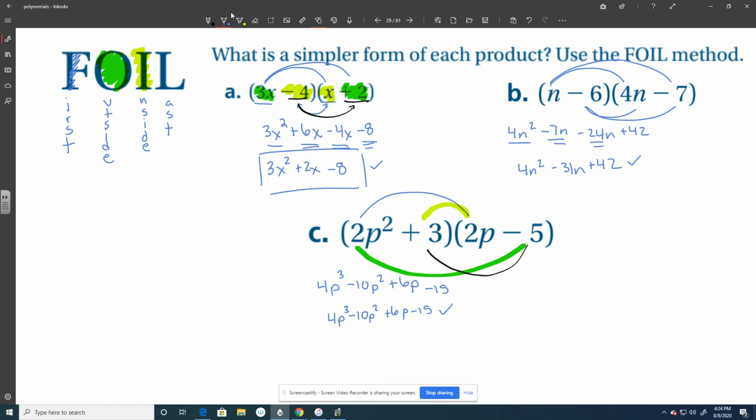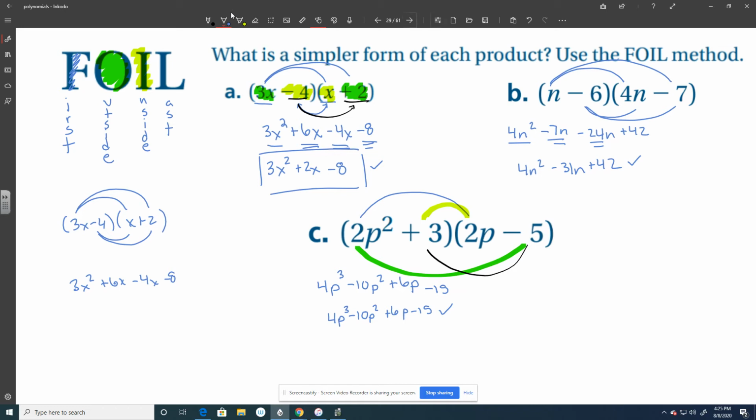My sister had a really hard time. It drove her crazy to have lines and all this messy stuff everywhere. So she would only write one at a time. So if hers was 3x minus 4 and x plus 2, she would draw one line, 3x to x, 3x squared. Then she would draw another line, 3x to 2. That was 6x. Then she would draw another line, -4 to x would be -4x, and then -4 to 2 would be -8. Whatever you can do to remember to multiply everything in one by everything in the other.